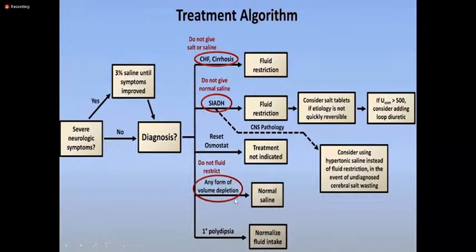Of course, if the patient is volume depleted, hypovolemia can be life-threatening. So in such patients, you don't want to restrict fluid. You actually want to give normal saline to try and sort out the hypovolemia first. For patients with primary polydipsia, either due to psychosis or whatever other reason, you want to normalize their fluid intake. You give them targets in terms of how much fluid they should take.